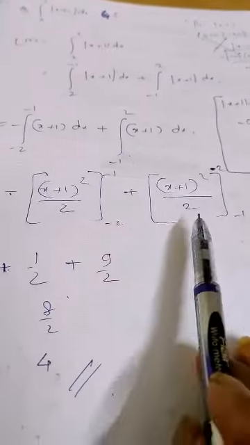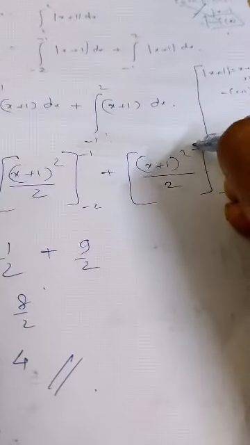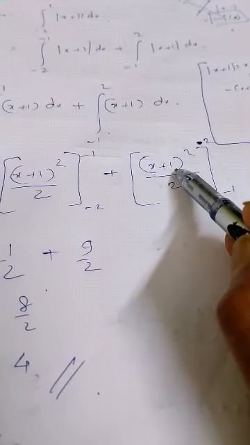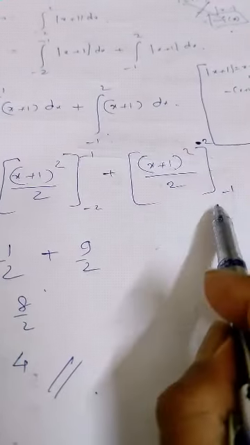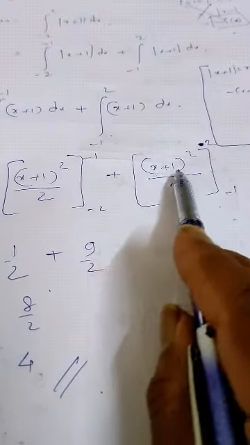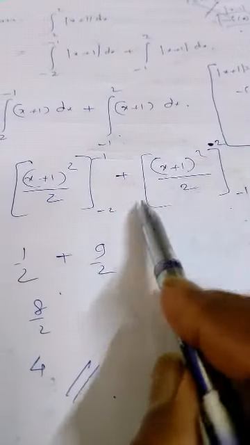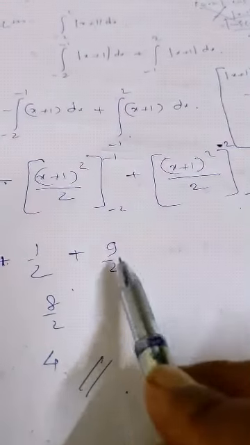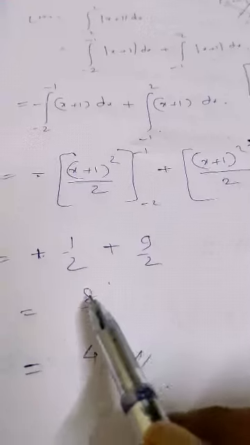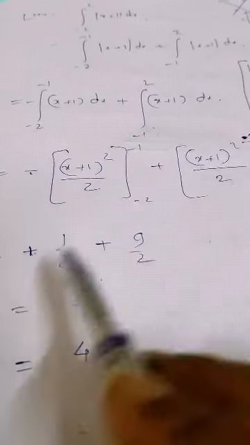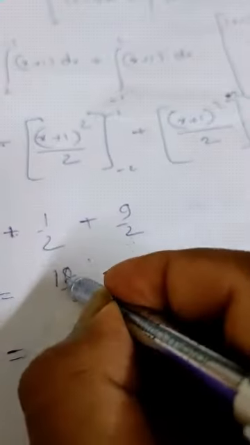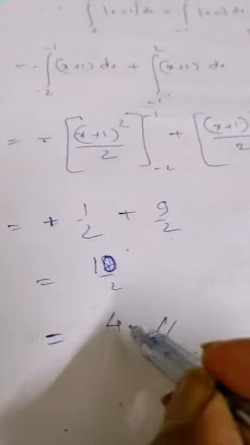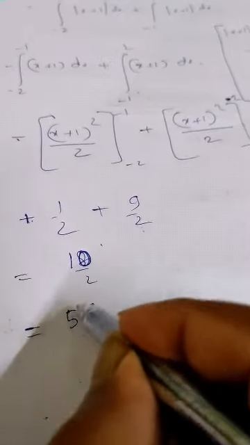Next, in this one, when you put 2 here, 2 plus 1 is 3, and 3 square is 9, so 9 by 2. When you put minus 1, it becomes 0, so no need of writing. So 9 by 2 plus 1 by 2 is 10 by 2, and 10 by 2 is equal to 5.